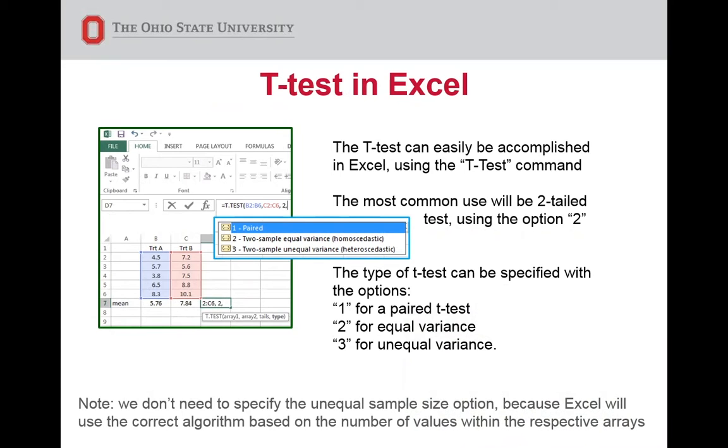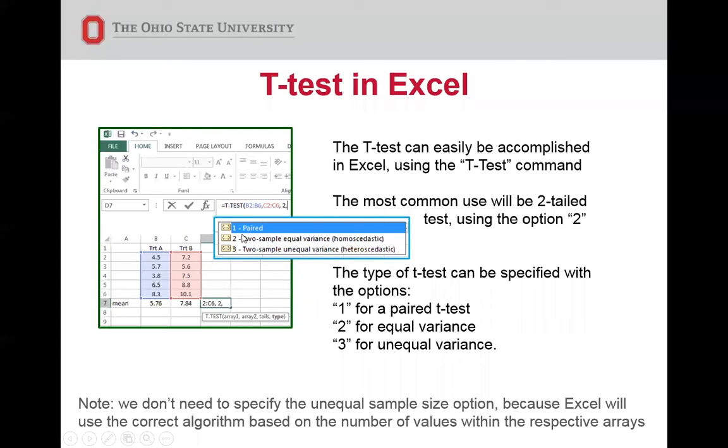The first and second components are the respective arrays. Array 1, in this case, is cells B2 through B6, and array 2 is cells C2 through C6. The third term in the command, tails, we use 2 to specify a two-tailed test. The fourth term, type, describes the various t-test options we've been discussing.